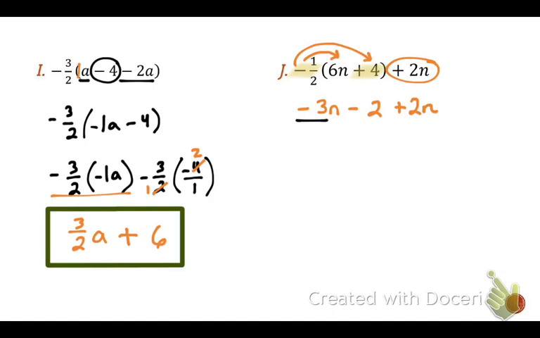Am I finished? No. Why am I not finished? We have to combine our like terms. What do we get when we do negative 3n plus 2n? Negative 1n, and then bring down your minus 2. To make yourself look extra smart, we're going to get rid of that 1, and my final answer is what? Negative n minus 2.